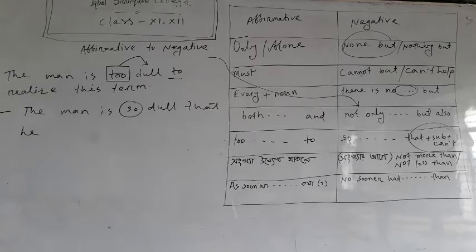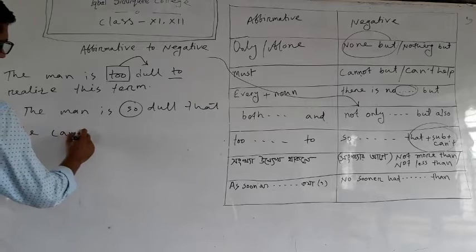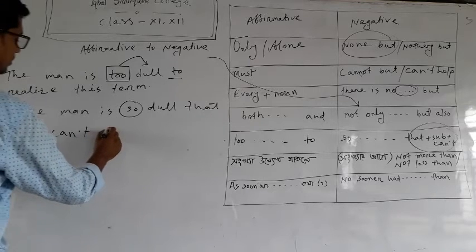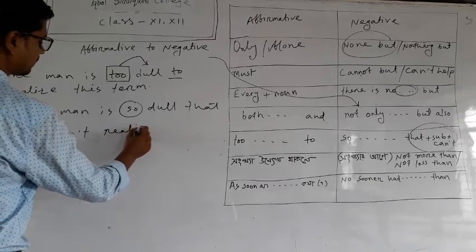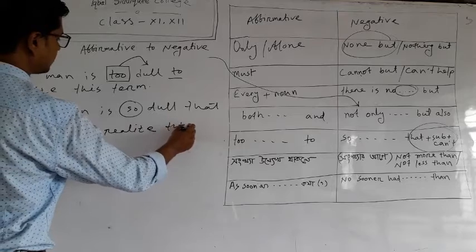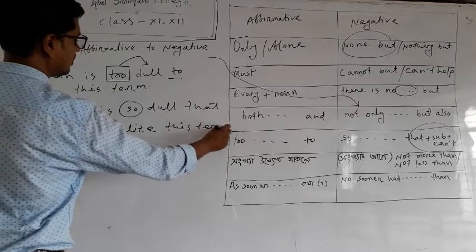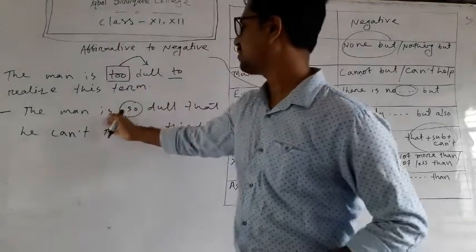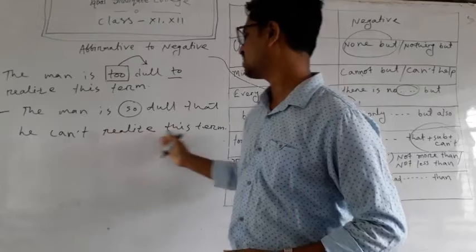The man is so dull that he cannot, and after this "cannot", then obviously a verb, realize. He cannot realize this term. The sentence has become a negative one. The man is too dull to realize this term. The man is so dull that he cannot realize this term.